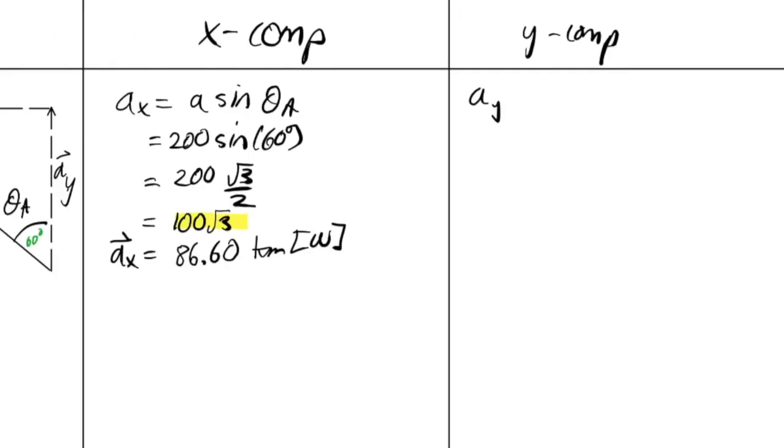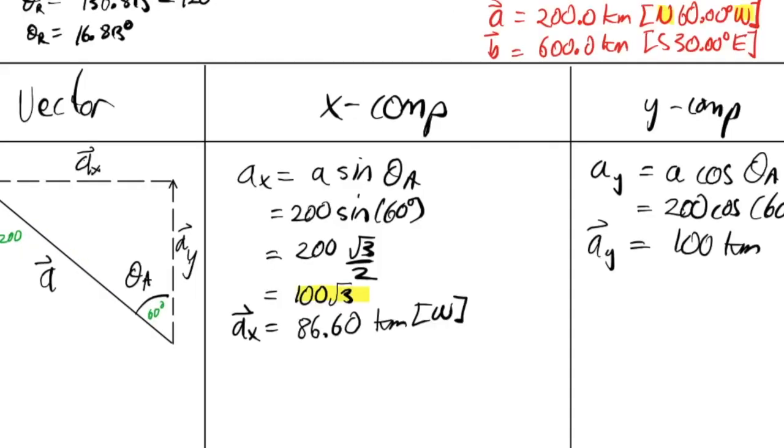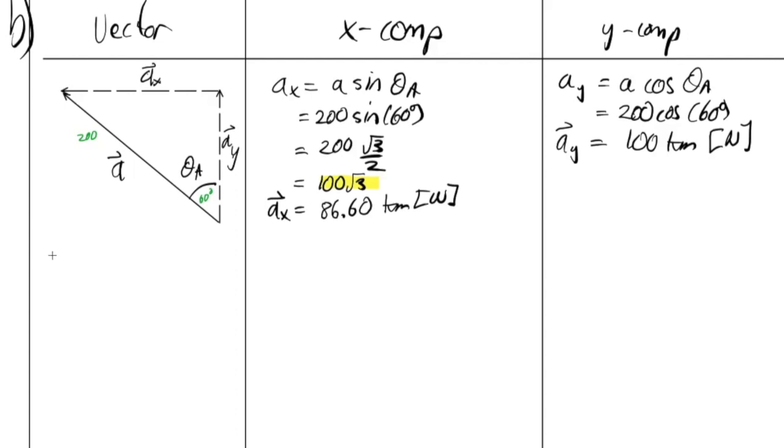No thinking involved, because if we know that one is sine, the other one's got to be cos. So that's 200 cos of 60 degrees. And that works out to exactly 100 kilometers. Okay, and again, we'll worry about rounding off to the appropriate number of sig figs later. And that works out to which way? Well, again, that's going north. We also know it's north up here, so north. Okay, great. A is done.